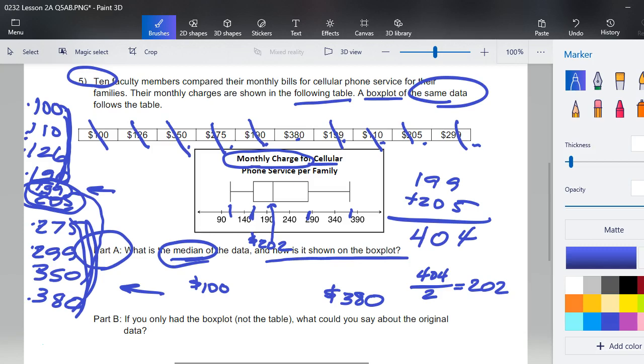So I think the big idea on this is that the box plot is wonderful. It's a great visual, but you can only get approximate data. The table is harder to look at and to digest, but it gives you exact, specific information.